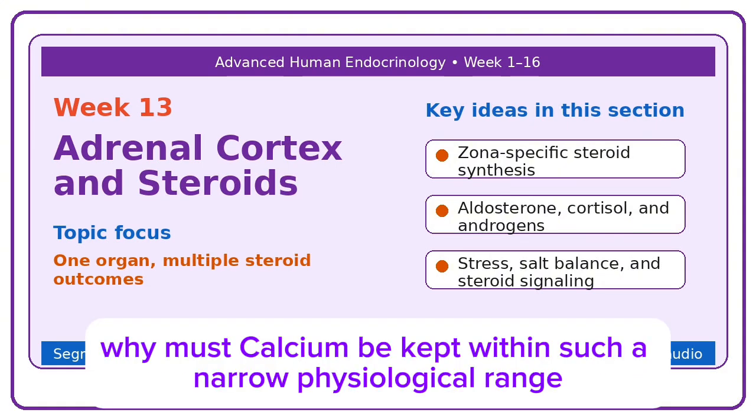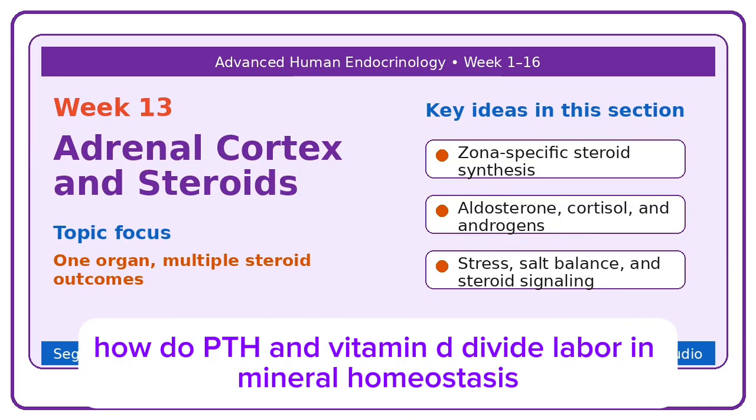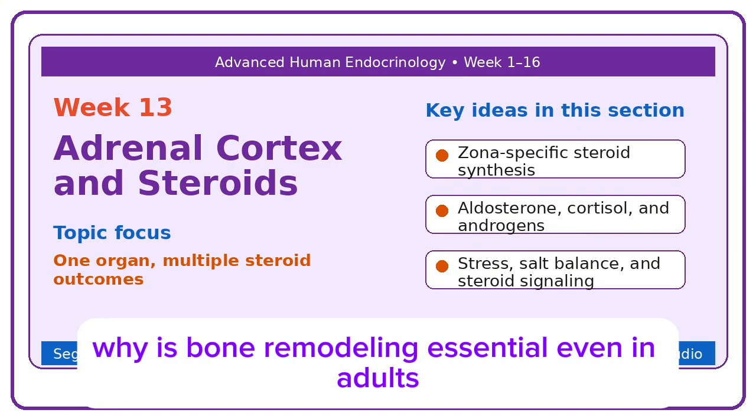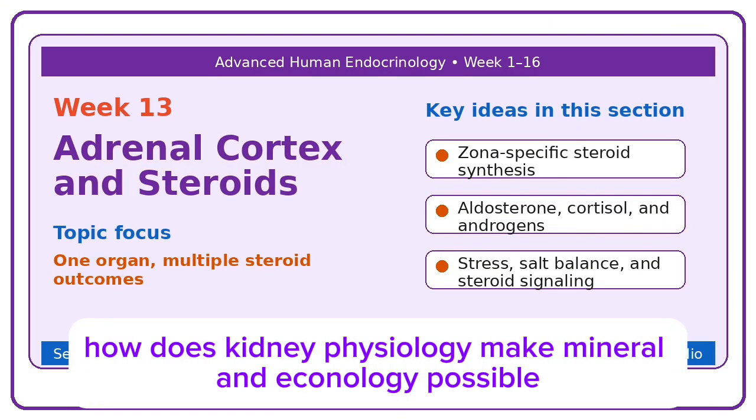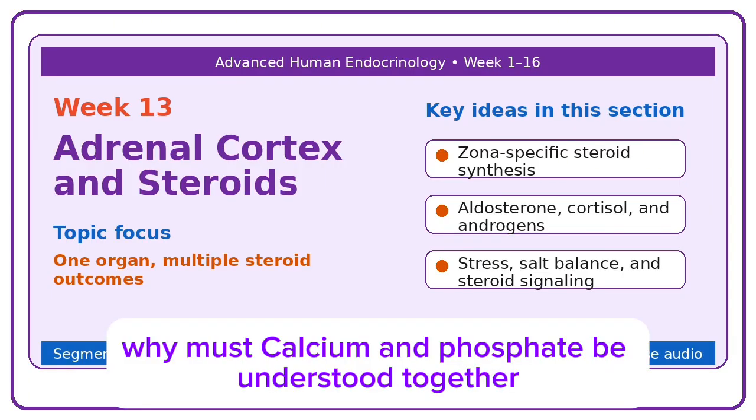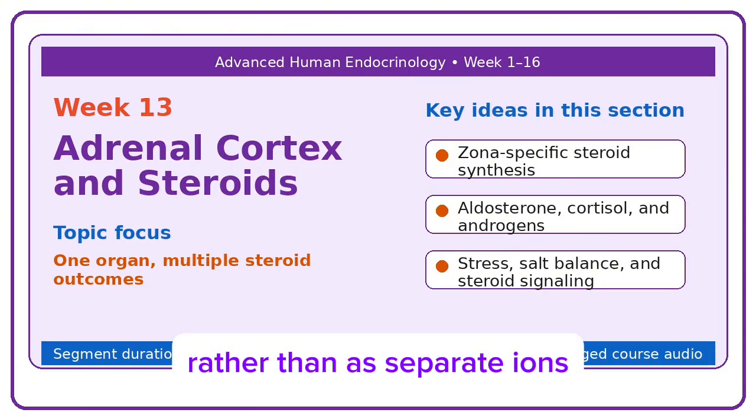Suggested reading guide. Why must calcium be kept within such a narrow physiological range? How do PTH and vitamin D divide labor in mineral homeostasis? Why is bone remodeling essential even in adults? How does kidney physiology make mineral endocrinology possible? Why must calcium and phosphate be understood together rather than as separate ions?